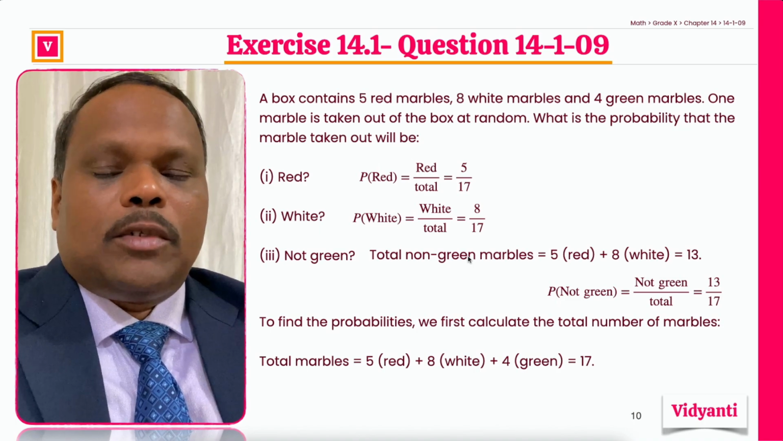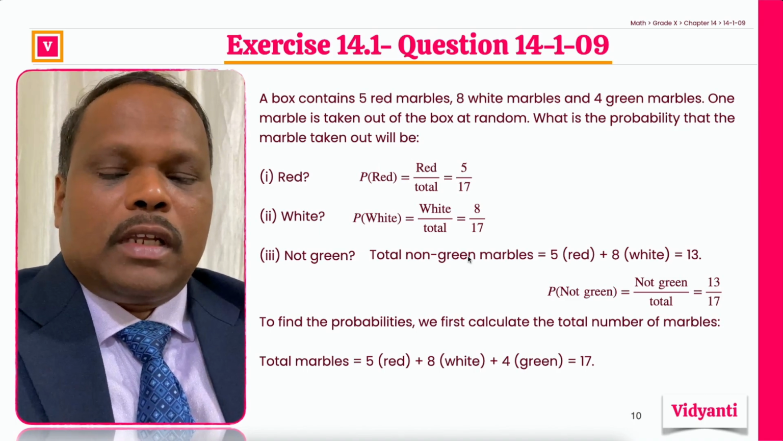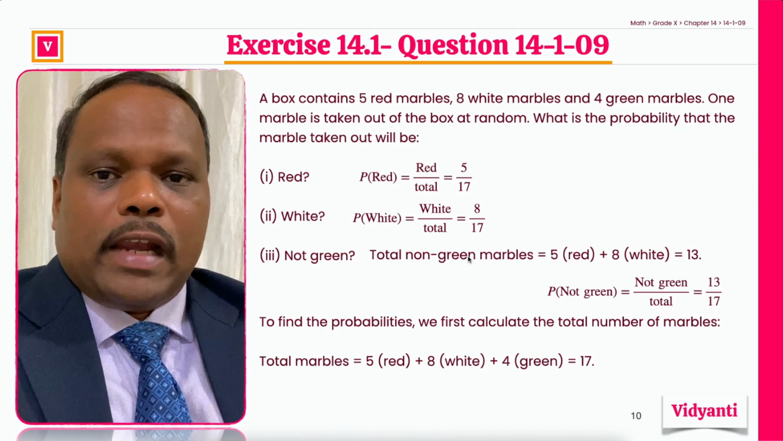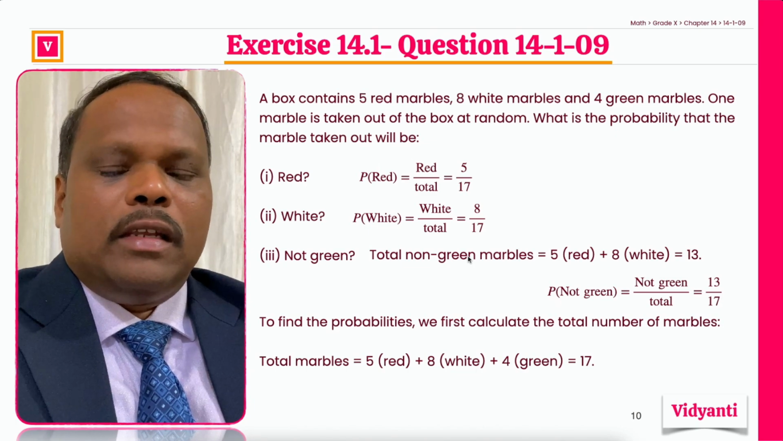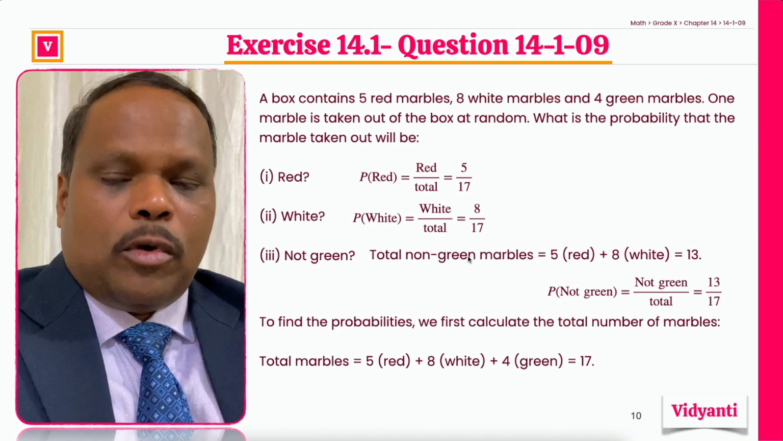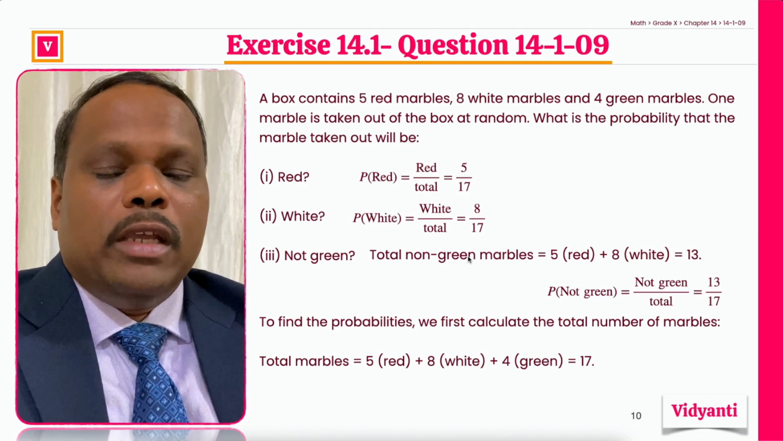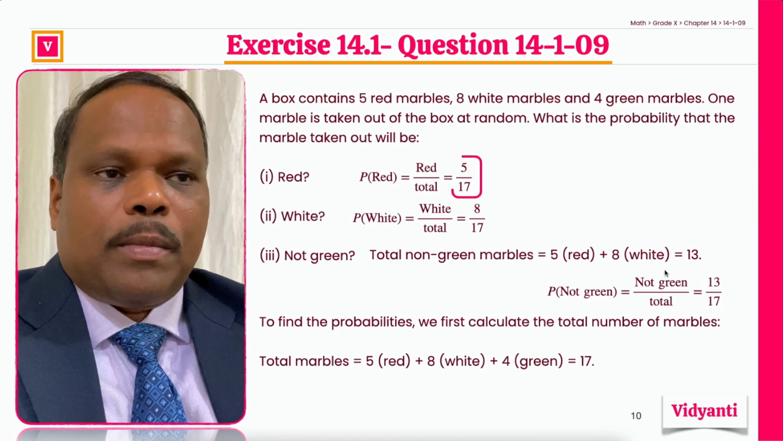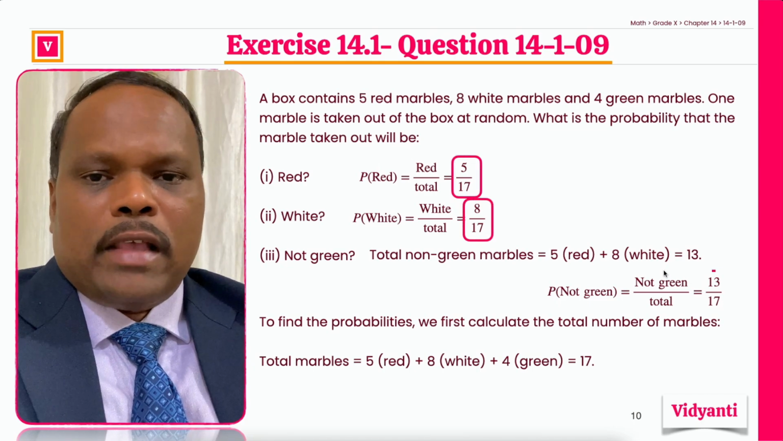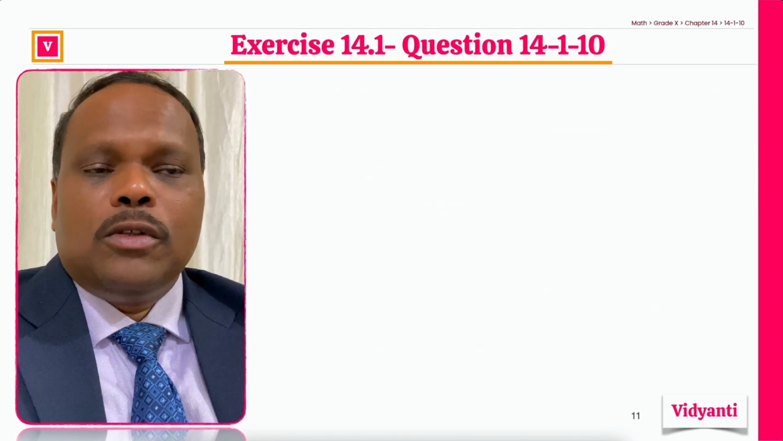Or the second option for not green: even though not green is asked, first calculate green, which is 4 by 17, and not green is 1 minus green, so that's 1 minus 4 upon 17. That also comes out to be 13 upon 17. So either way the answer is going to be the same. So these are your 3 answers for the 3 sub questions. Let's go to the next question.